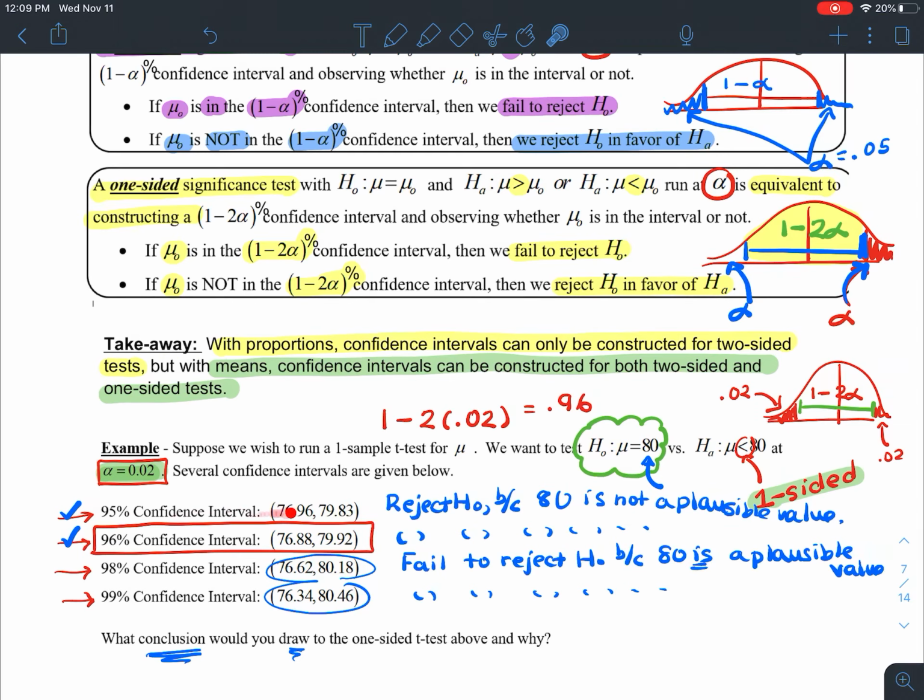So I think the big connection that you want to make sure that you have is whether you do a confidence interval or a sig test, they should always align with each other. You're rejecting your null hypothesis if your hypothesized value is not a plausible value in the confidence interval that you have created, and you're failing to reject your null hypothesis if it actually is a plausible value in your confidence interval.